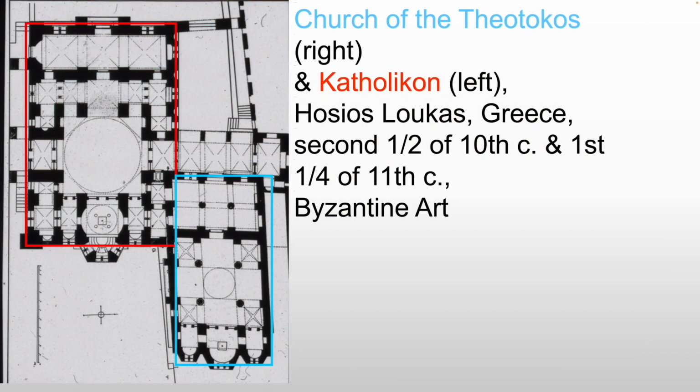In terms of the plan, these are two churches that essentially grew together. The Church of the Theotokos in blue in the lower right, and the Katholikon in red in the upper left. The Katholikon is a central plan church.